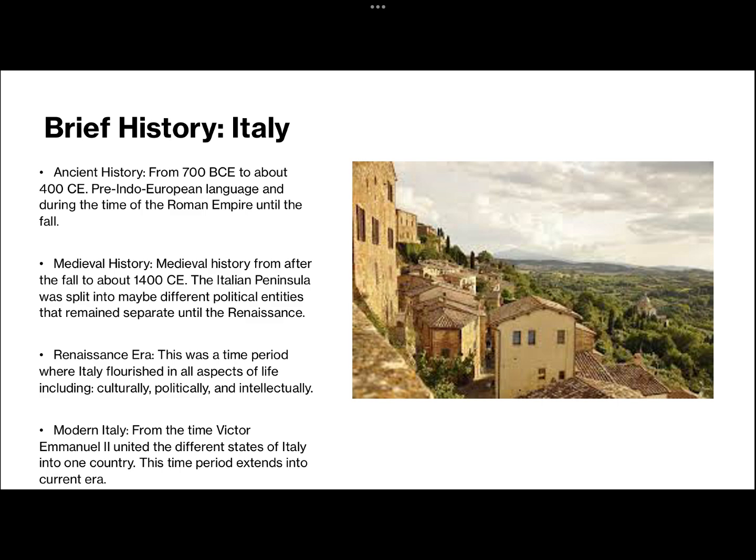Next we have medieval history from around the fall to 1400 CE. The Italian peninsula was split into many different political entities that remained separated until the Renaissance. The Renaissance era was a time period where Italy flourished in aspects of life, including culturally, politically, and intellectually. This period lasted until around the modern era, when Victor Emmanuel II united the different states of Italy into one country.